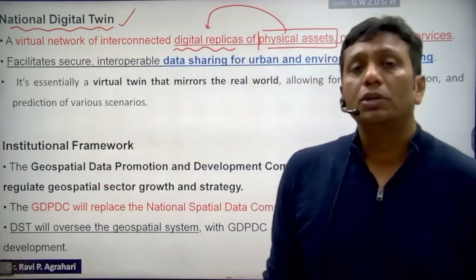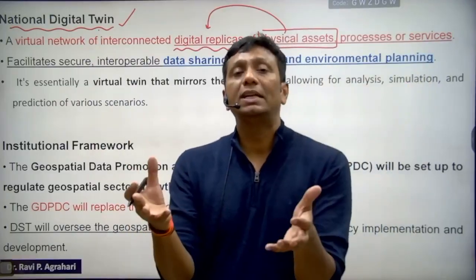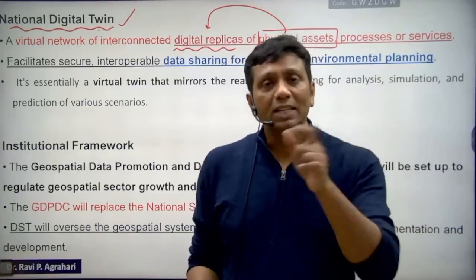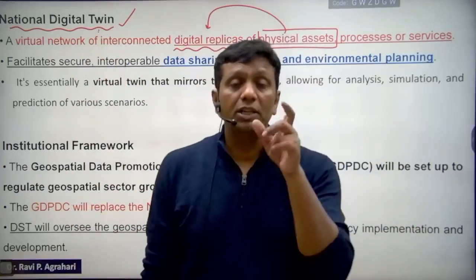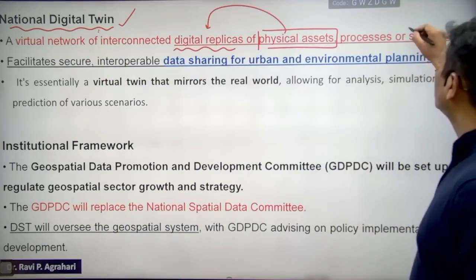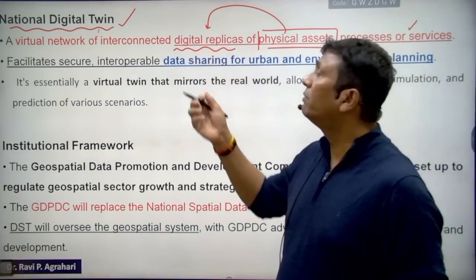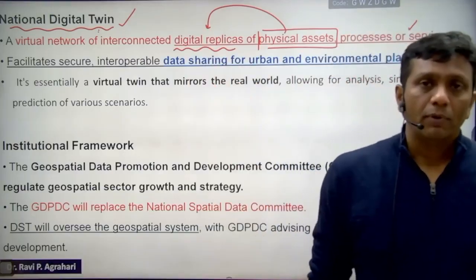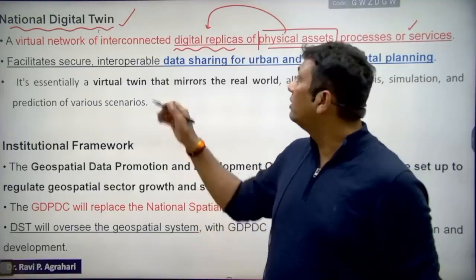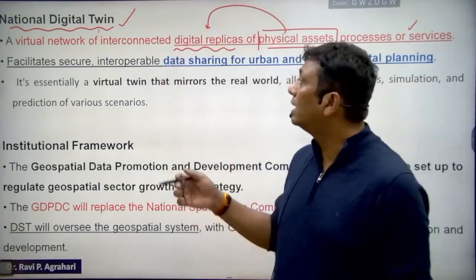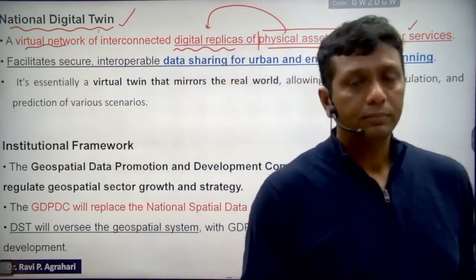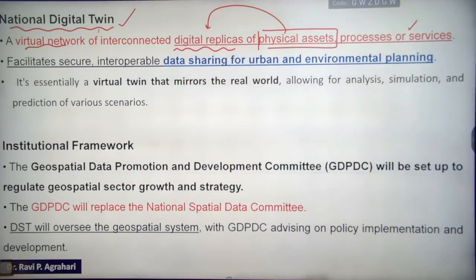So, sir, you are telling that with the help of some digital data, we can identify any physical asset in a particular area? Yes, and this is called national digital twins. In such a way, any process or services you can also access with the help of digital replicas. Just like graph mapping, similarly digital replica data can be accessed. It is a virtual network platform.